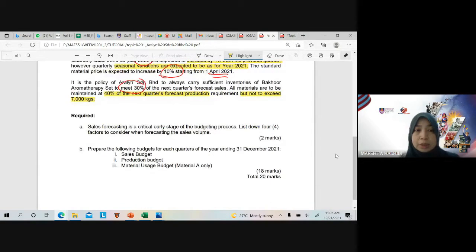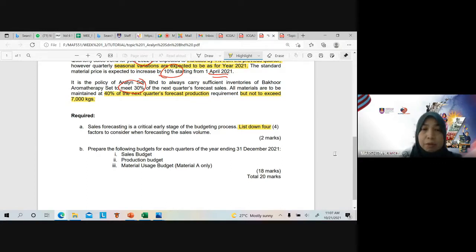Then requirement A: sales forecast is a critical early stage of the budgeting process. List down. If the question asks you to list down, you just give your points, but of course give full sentences. Do not explain. Then you will get marks.